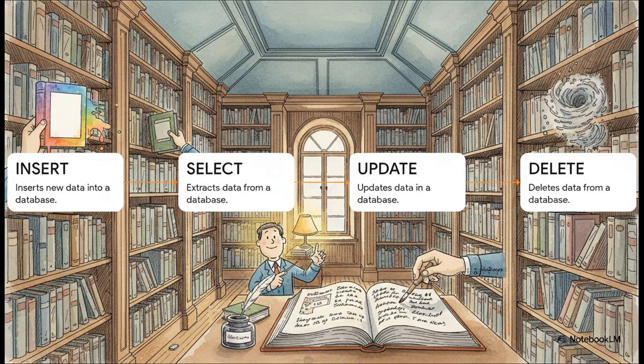So let's just run through that one more time with our library metaphor. Insert, that's putting a new book on the shelf. Select, that's asking the librarian to find a specific book for you. Update, that's like fixing a typo or adding a new chapter to a book that's already there. And delete, well, that's taking a book off the shelf for good. That's really it. That's the heart of managing data.